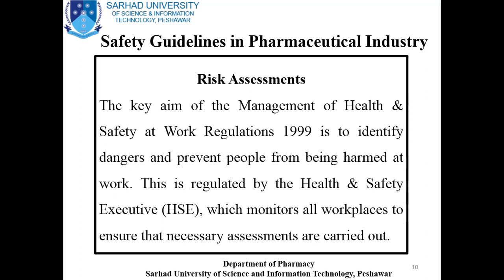Risk assessment. The key aim of the Management of Health and Safety at Work Regulations 1999 is to identify dangers and prevent people from being harmed at work. This is regulated by the Health and Safety Executive, HSE, which monitors our workplaces to ensure that necessary assessments are carried out and that necessary action is taken regarding the regulations made under the Management of Health and Safety at Work Regulations.